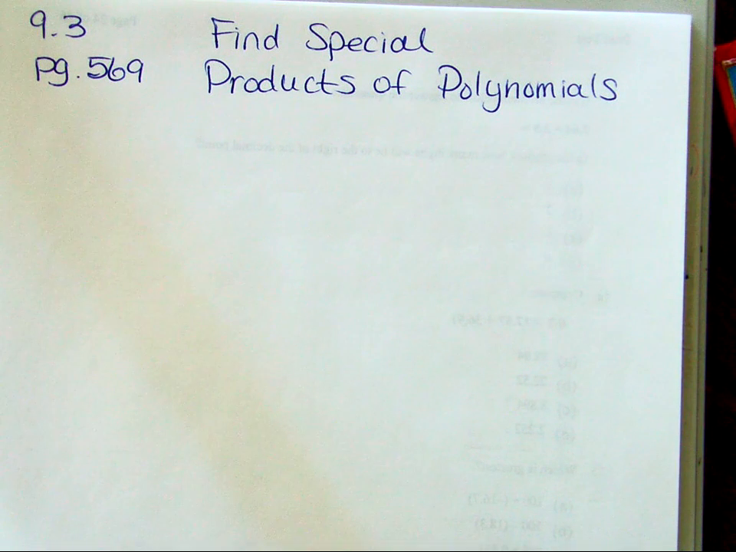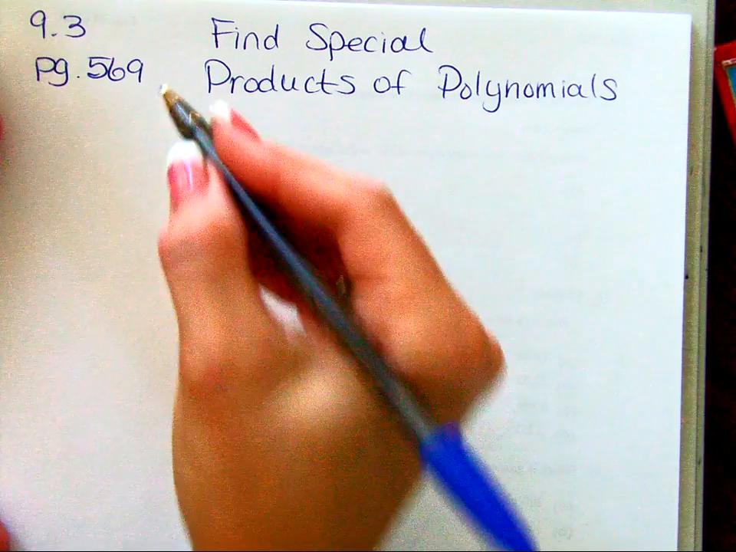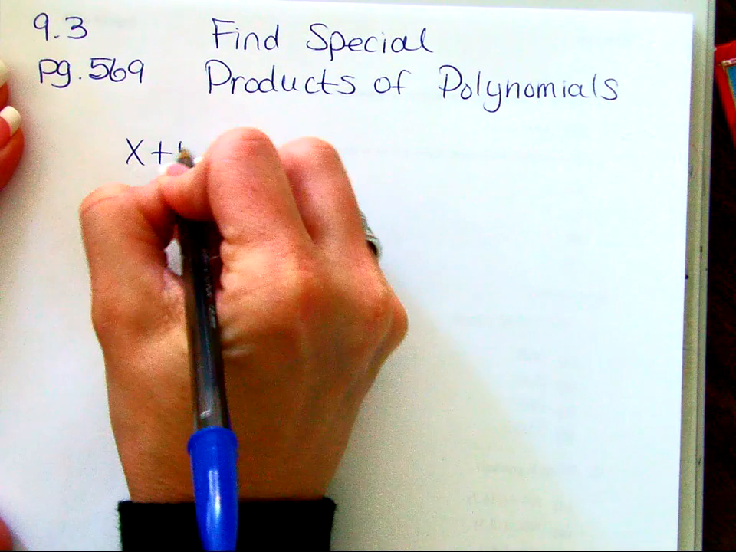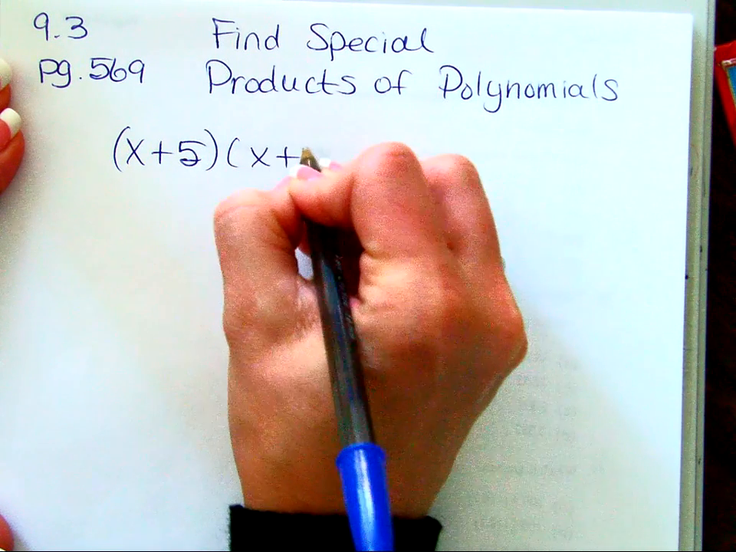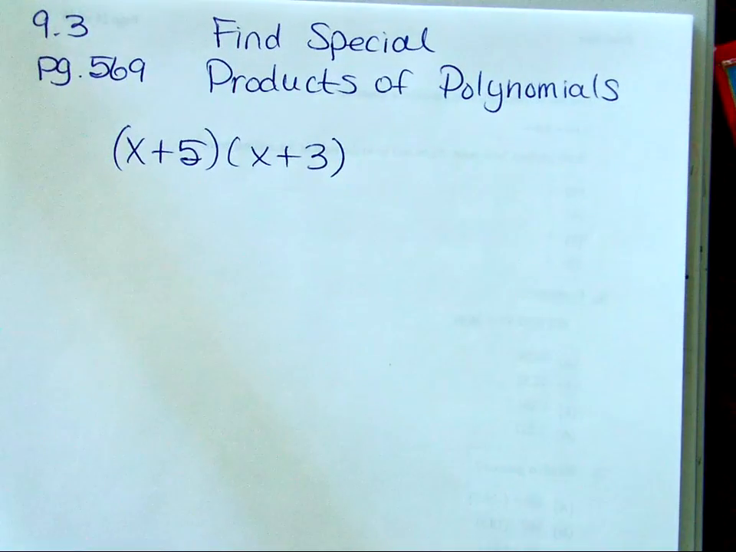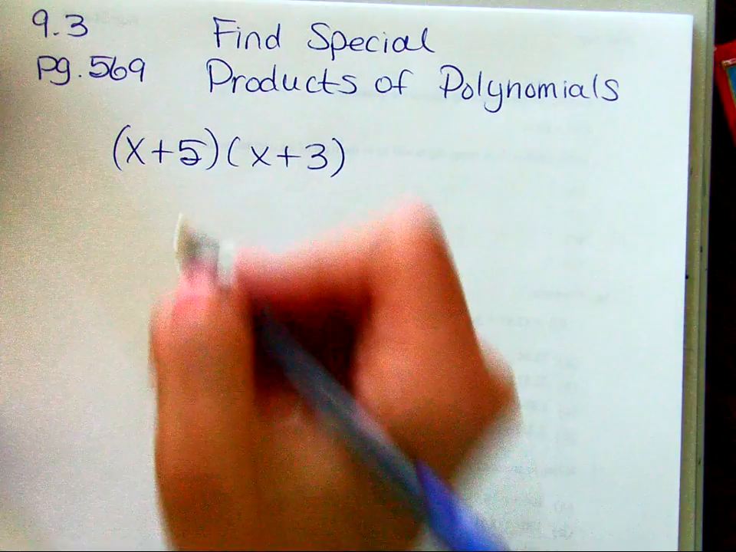Okay, so yesterday we talked about just regular FOIL, all right? And regular FOIL just comes from two binomials that have nothing in common. You just FOIL it out. So let's go through one process of FOIL.